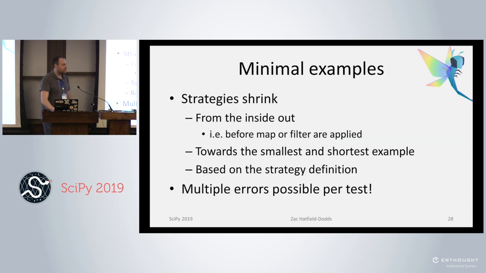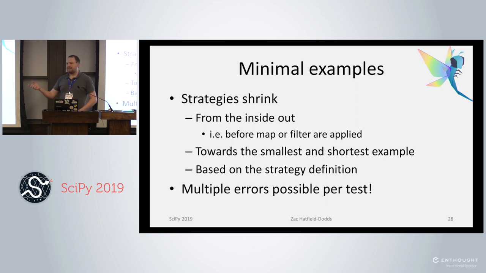All right. So you may have noticed as you were going through that what you tended to see was minimal counterexamples. So fairly short strings, lists of just one or two numbers, and they tended to be zero or one. That's not what was originally found. That's what happens after Hypothesis had minimized the example.